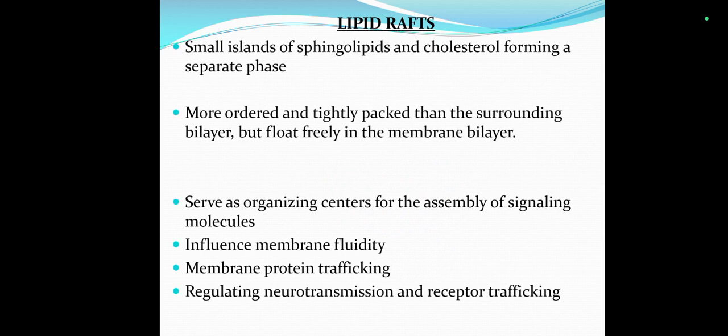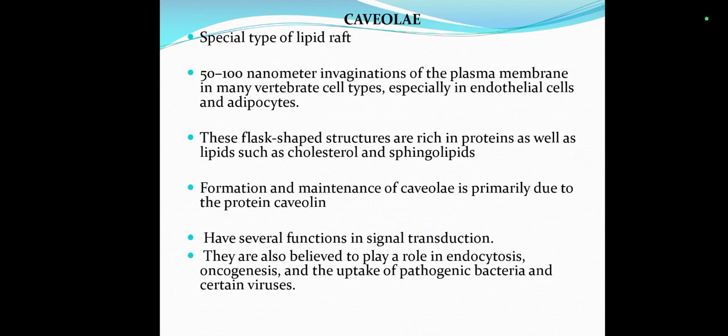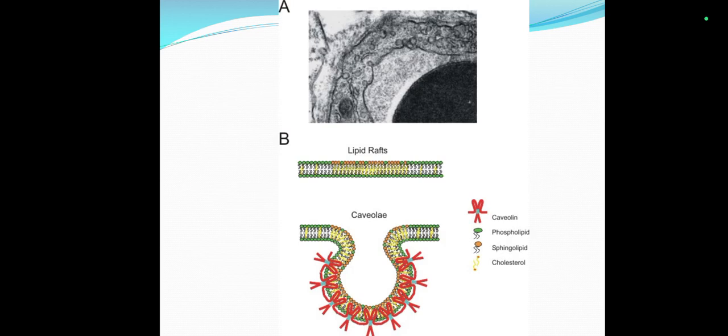Lipid rafts are small areas made up of sphingolipids and cholesterol present in the cell membrane, and the biomedical significance of this structure is that it is involved in cell signaling pathways. Caveoli are almost 50 to 100 nanometer invaginations of the plasma membrane, richly supplied with sphingolipids as well as cholesterol. They also have an important role in cell signaling. Here you can see the lipid raft, and this invagination is called the caveoli.